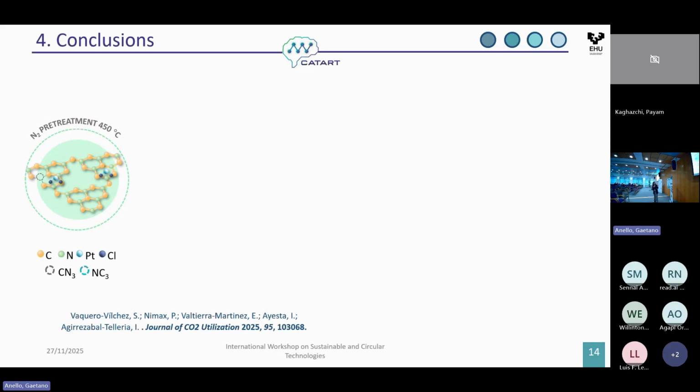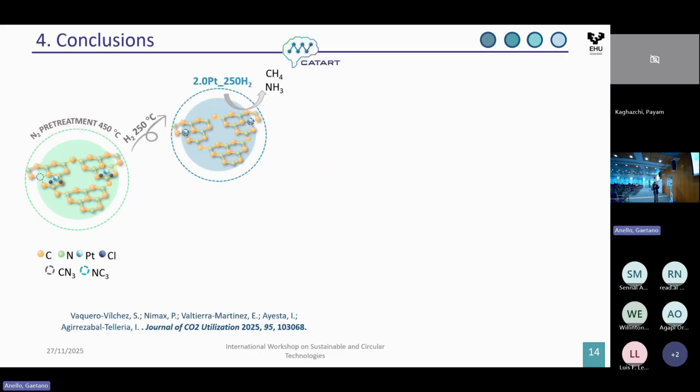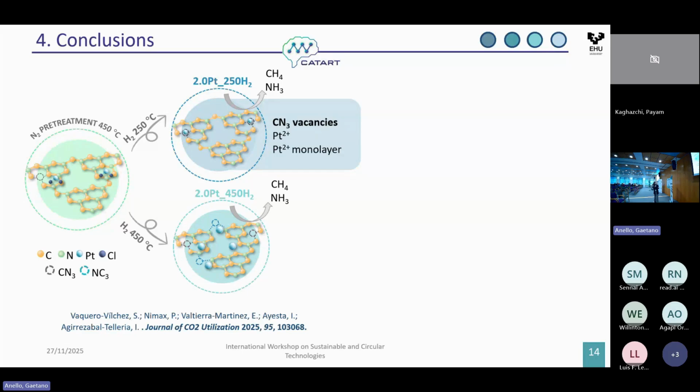So the conclusion from this research, we also have this article if you want to take it, is that we start with this material with some platinum chloride on it, we treat at this temperature with hydrogen, we are able to remove all these chlorides that were present on the metal precursor, and we were producing methane and ammonia, and we finally end with a material that had this type of vacancies, and also we were generating platinum plus 2 and a platinum plus 2 monolayer. And in the other way, we were getting this type of material generating these two types of vacancies, metallic platinum and also metallic platinum nanoparticle formation.